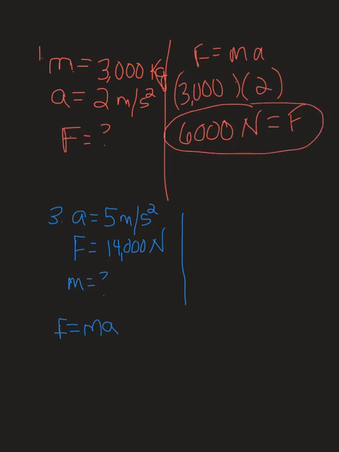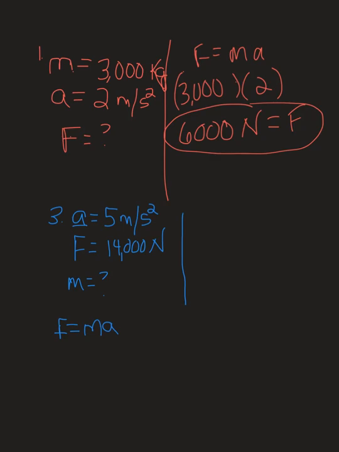So now we'll do number 3. Number 3 reads, what would be the mass of a truck if it is accelerating at a rate of 5 meters per second squared and hits a parked car with a force of 14,000 newtons? So what do we know? We know the acceleration is 5 meters per second squared. We know that the force when it hits that parked car is 14,000 newtons. So let's figure out the mass of the truck.